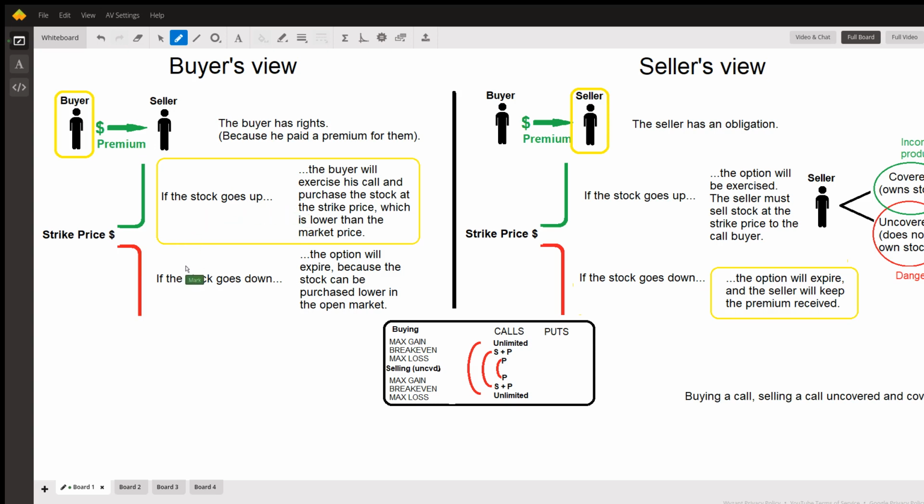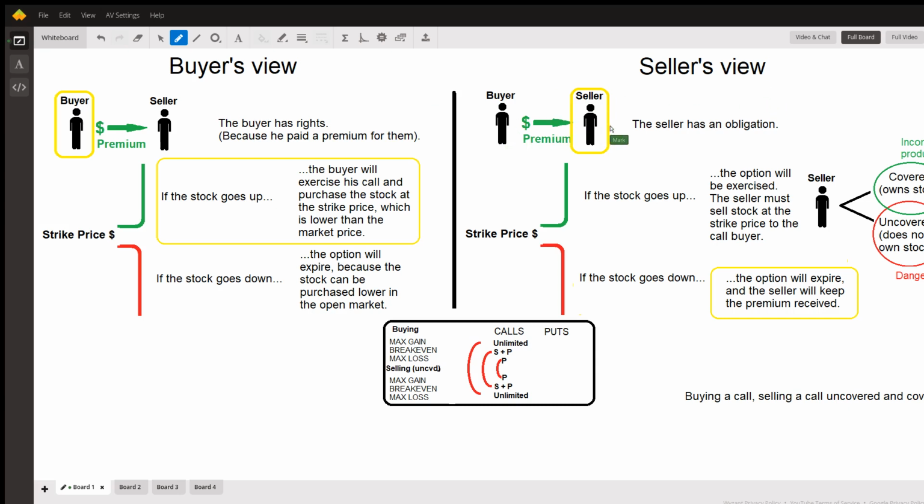Conversely, if the stock goes down, let's say same thing, it's a $50 strike price and the stock goes down to 30. The buyer's not going to go through the trouble of exercising an option to buy a stock at 50 when he could just go in the open market and buy it at 30. So obviously he's just going to let it expire. Now, what does that mean to the seller? Let's take a look at the seller's view.